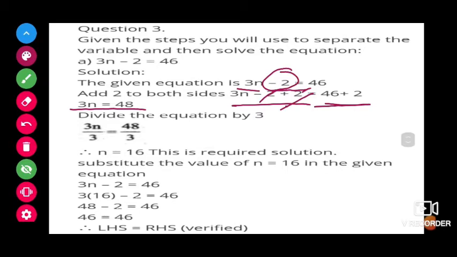Here why do we have to divide with 3? Here 3 into n is there. If I want to remove the multiplication by 3, divide by 3. Here also divided by 3. Now 3n by 3 is equal to 48 by 3. Now here 3 will get cancelled. n is equal to 3 ones are 3, 3 sixteens are 48. So n equals 16 is the answer. That's it. This is the verification part. The next thing.